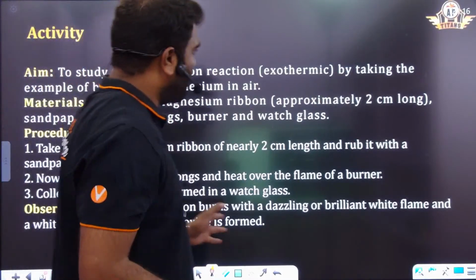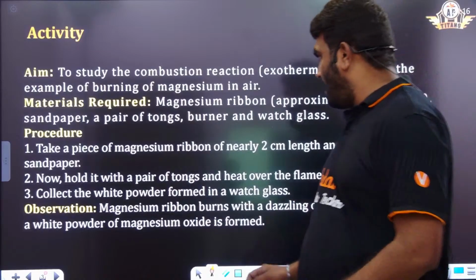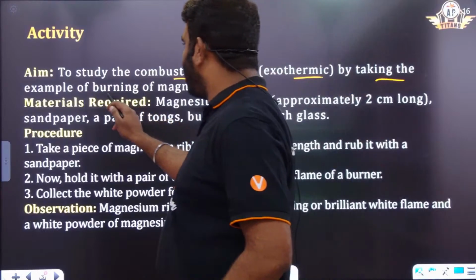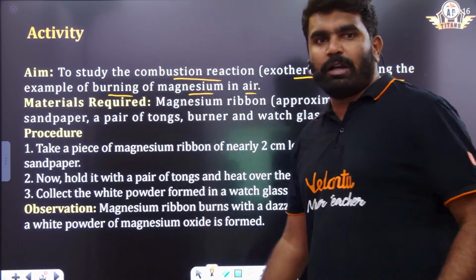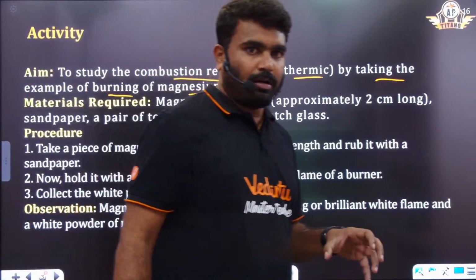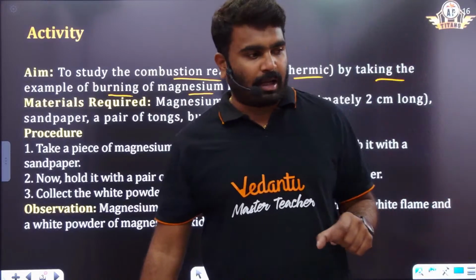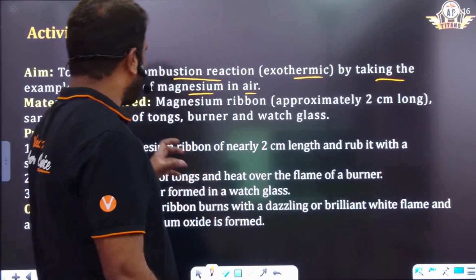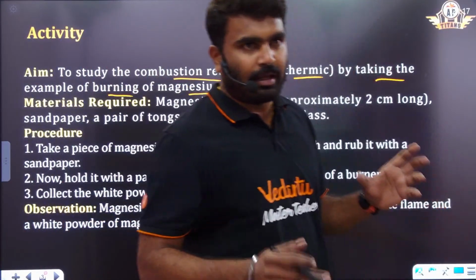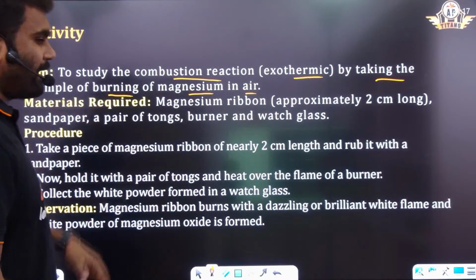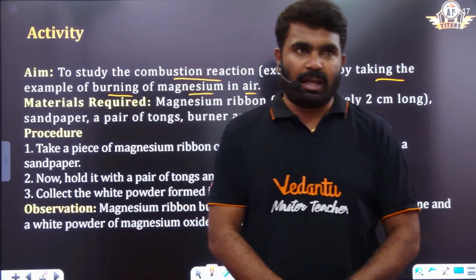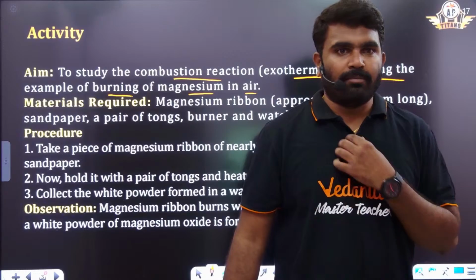You can see the first activity is what beta? To study the combustion reaction, that is exothermic, by taking the example of burning of magnesium in air. So what is the aim here? He said that he wants us to study the combustion reaction by taking the example of burning of magnesium in air. Okay, right?